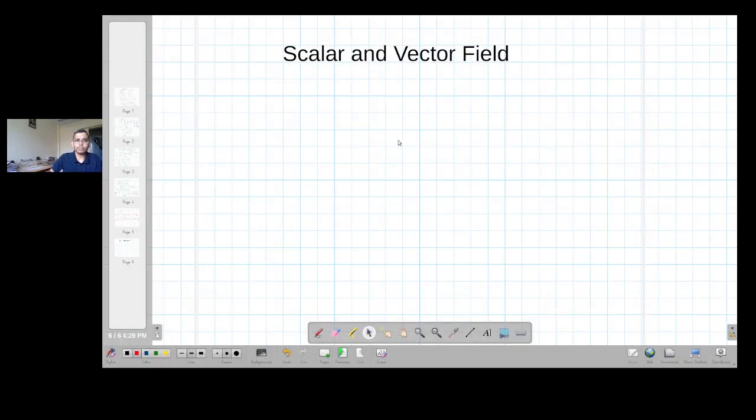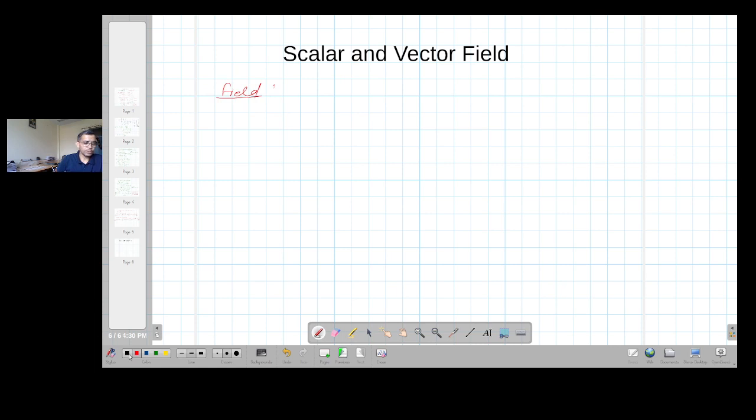So today I will talk about scalar and vector fields. Earlier I talked about the meaning of scalars and vectors, that there are two types of physical quantities, scalar and vector. So today I will talk about the scalar and vector fields. First of all, let me talk about what a field is, because we must first know the meaning of a field.